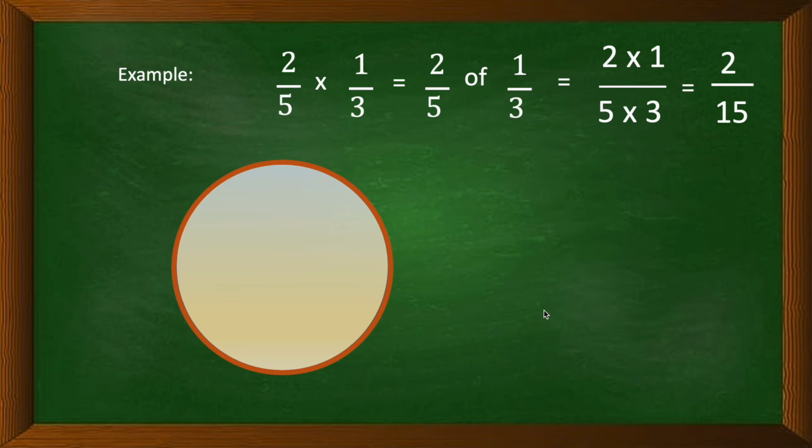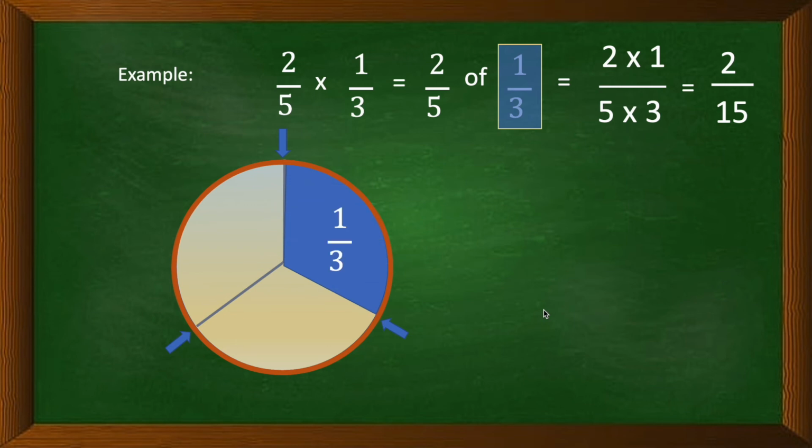Here we have a circle which represents one whole. Now we have to find 1/3 of the circle. For that, we divide the circle into 3 equal parts. And the shaded area in blue represents 1/3 of this whole.